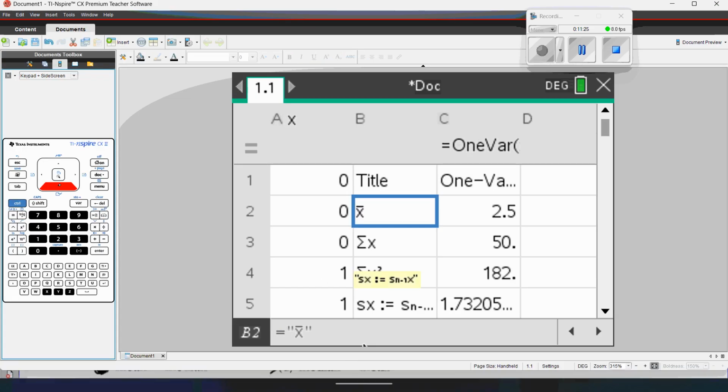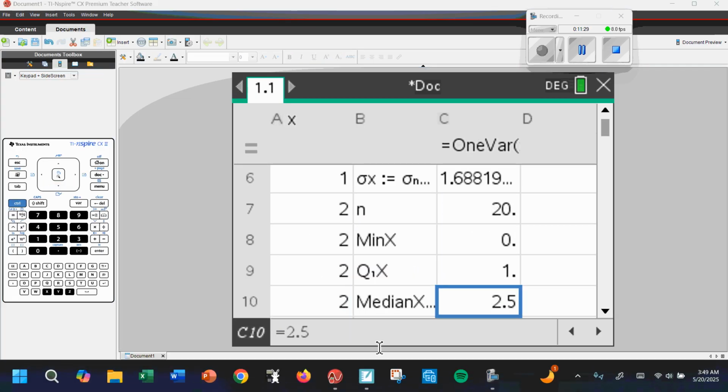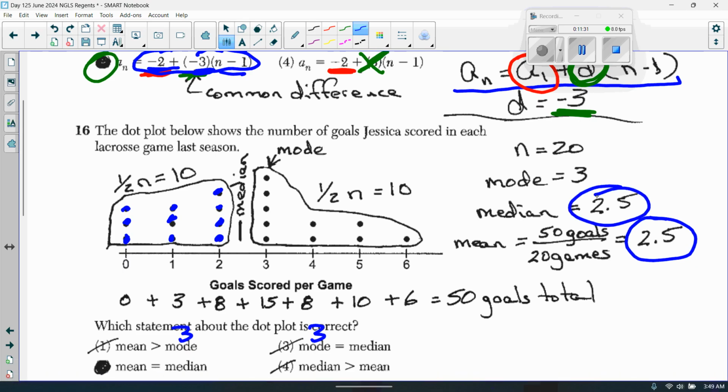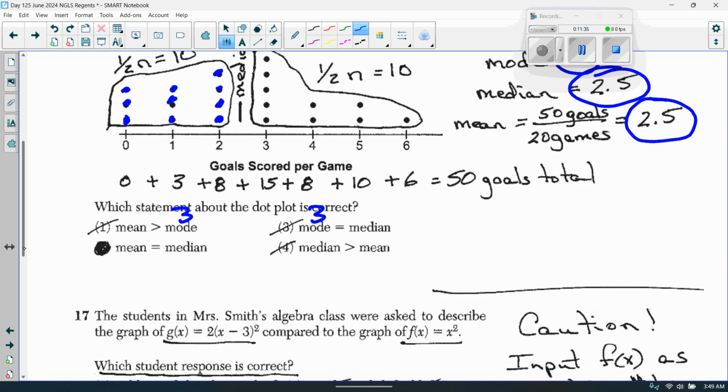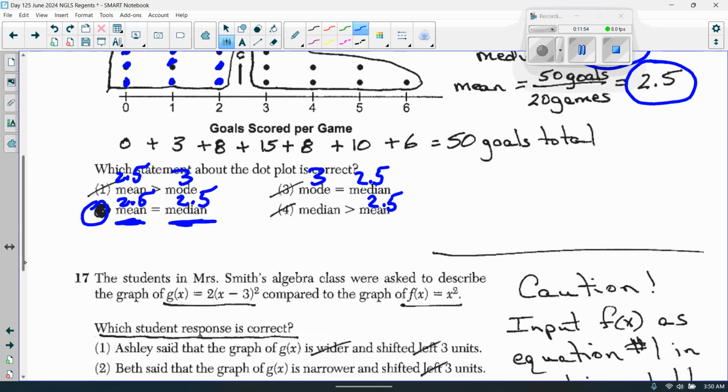Okay, now we go back. The median, it will literally say the word median. Median is also 2.5. So that's why we wrote 2.5. And like we said before, the mode is 3. So which one is true then? Mean is 2.5, so everywhere I see the word mean, I'm going to put 2.5. I'm sorry for the messy handwriting. Median is also 2.5. So which one is correct? It's got to be this one, because 2.5 is equal to 2.5. And we got a winner.